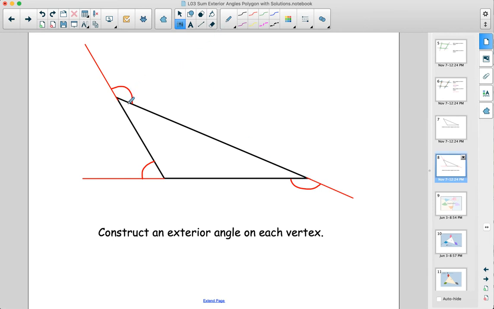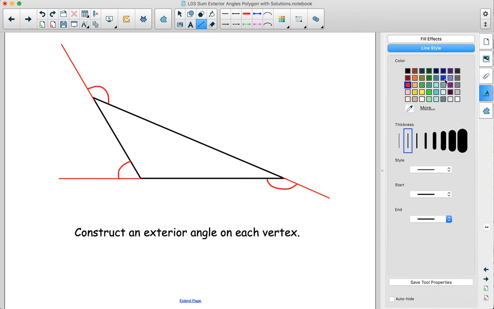It is also possible that I could have done it differently. I could have extended this side like that. Let me just try to do that with a straight edge. Change the color to show you a different option. So we could have extended that one. And over here we could be extending this one. And then over here we could be extending this one. So it's possible you extended the other side rather than the one I did.